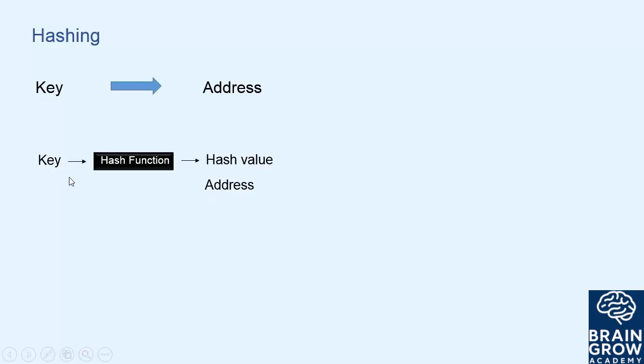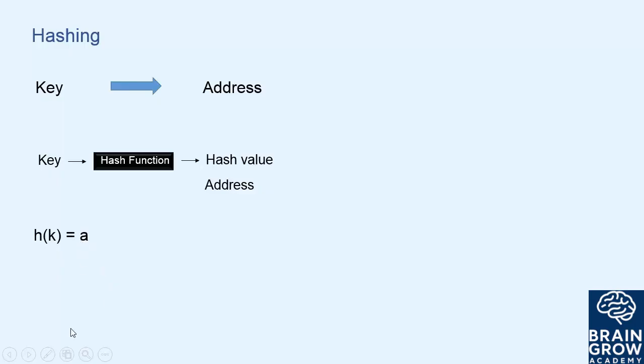Now keys can be of any types like integers, strings, but this hash value will always be an integer because it denotes the address where we need to store the record. Now mathematically we can write a hash function like this, where h is the hash function, k is the key and a is the hash value of the key k.